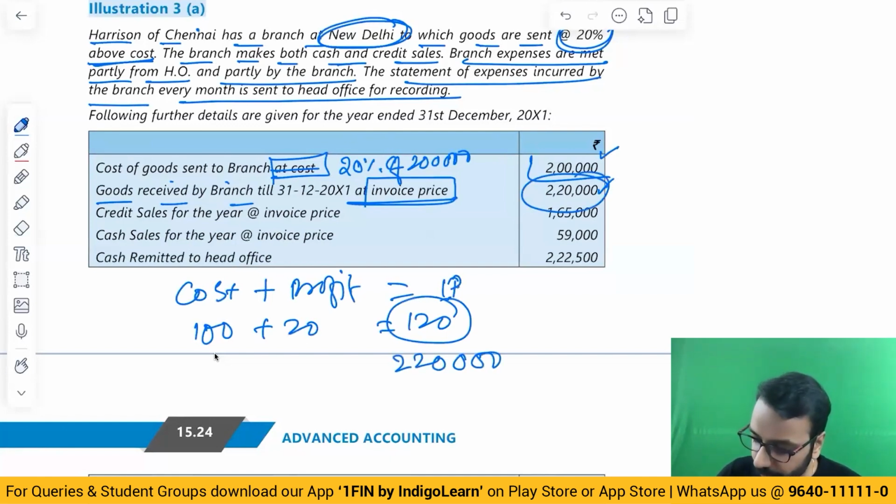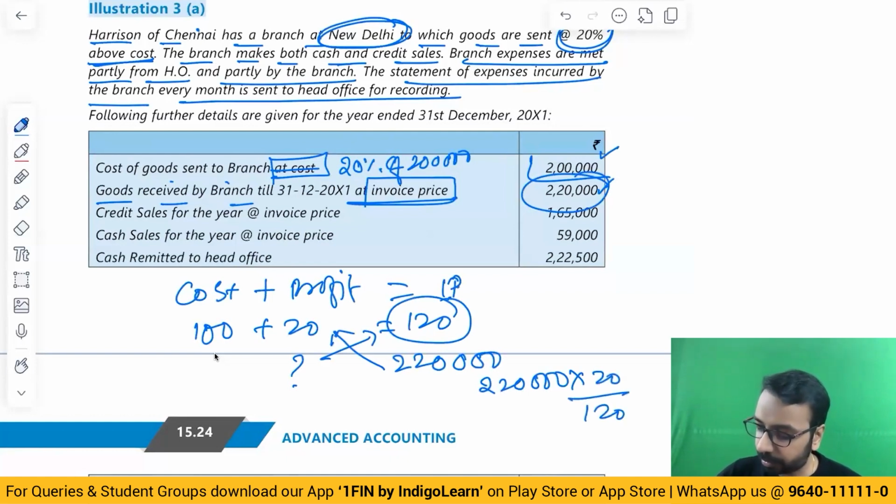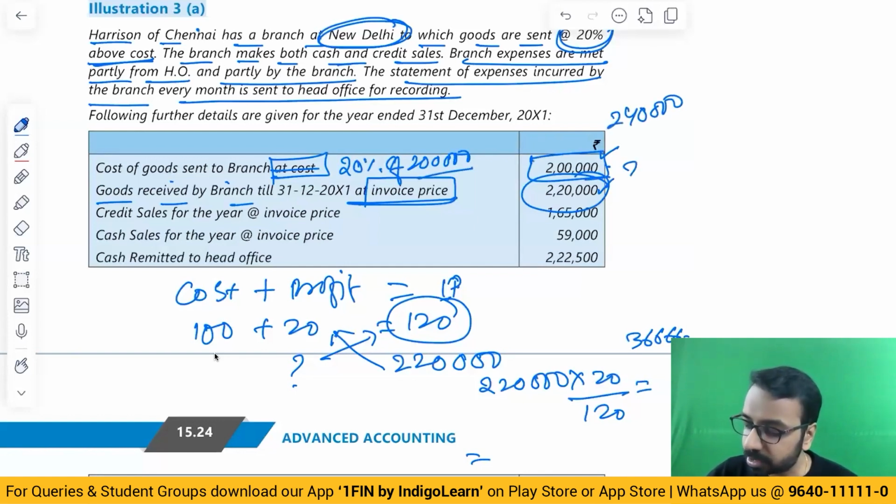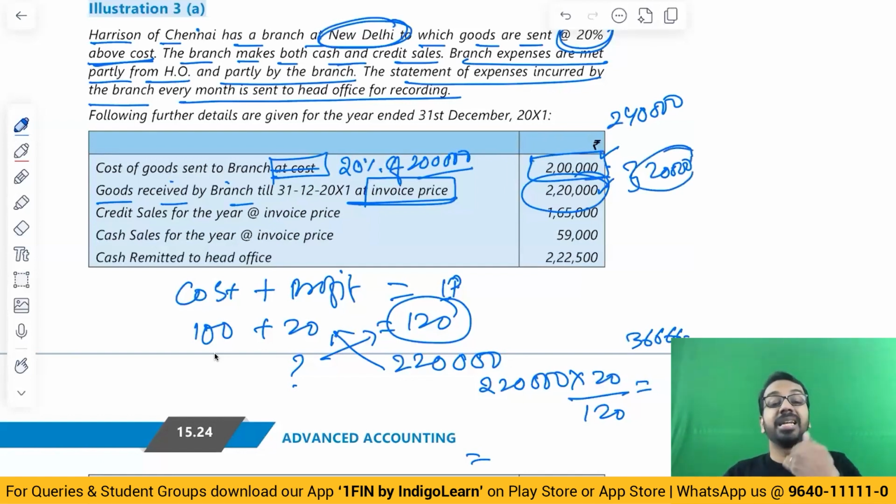Okay. So, what is the profit? What is the profit element in this? You can do a simple cross multiplication, that is 2,20,000 into 20 divided by 120. It is 36,000 is the profit element. Now, other thing that you have to understand here is they have sent 2 lakhs plus 20,000 at 2,40,000, which means 20,000 at invoice price is still in transit.